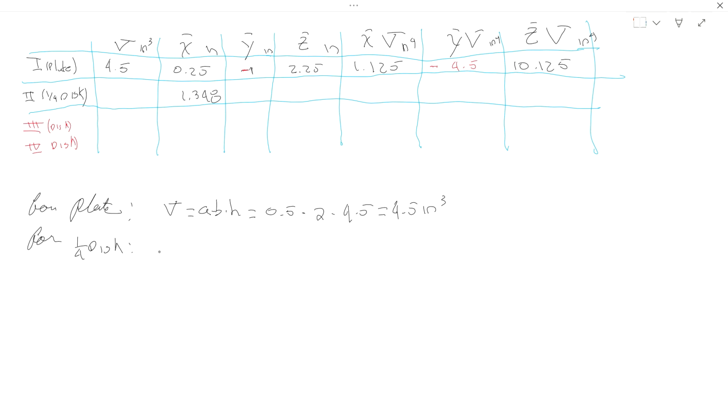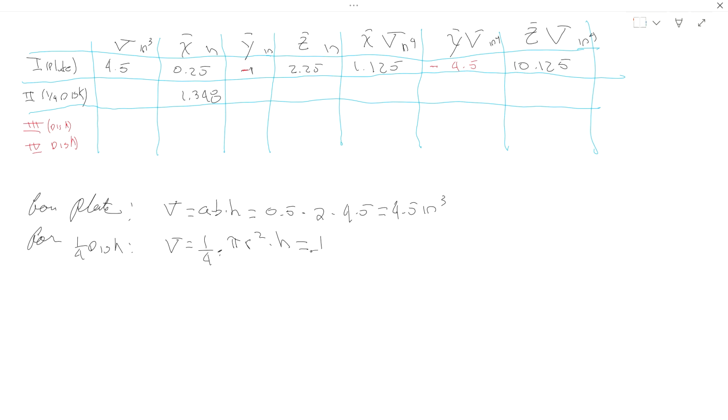So it's a cylinder divided by 4. Pi r squared times h. 1 divided by 4 times pi r squared h. Okay, so let's do that.